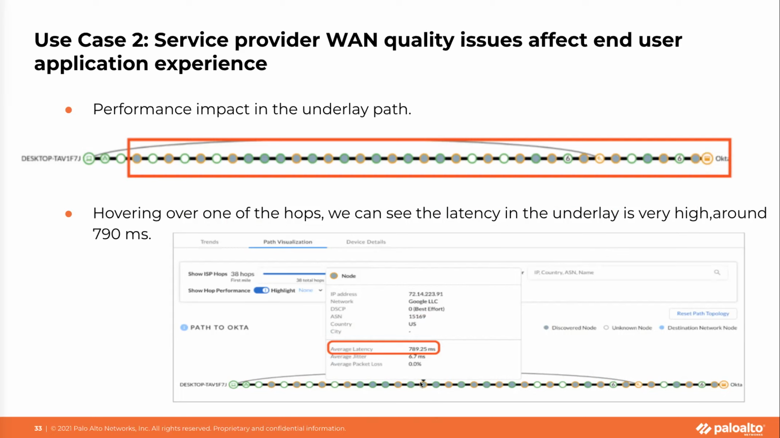ADEM provides enormous value to enterprise organizations by measuring network and application performance on both the underlay and overlay path, irrespective of where the user lives, whether the application lives in the cloud, on-prem, or in the data center, and irrespective of the path of the application, either through Prisma Access or direct to the cloud. ADEM is able to provide application performance visibility.